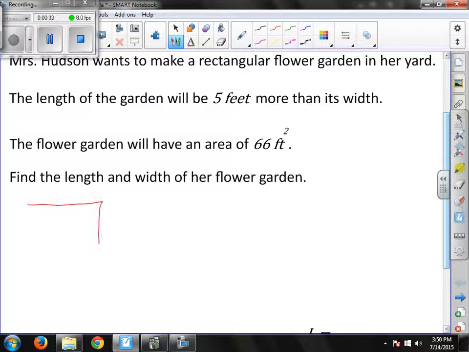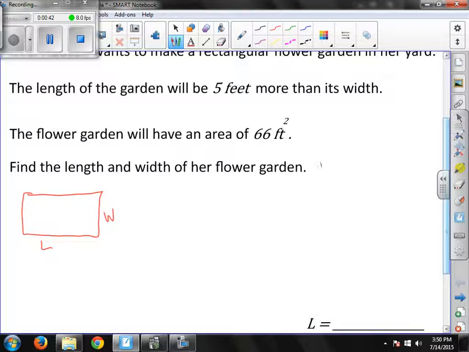Let's draw a picture. Here's a rectangular shaped flower garden. It has a length and a width. Now I am told that the area of the flower garden is 66 square feet. We need to know the formula for area of a rectangle is area equals length times width. Now we're also told that the length of the garden is 5 feet more than its width. So the length is 5 plus the width.